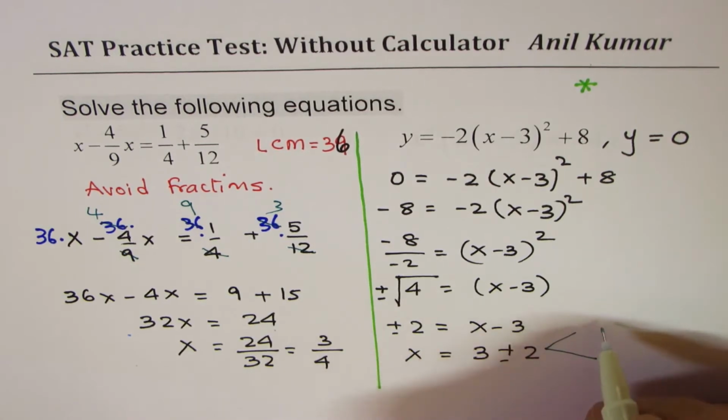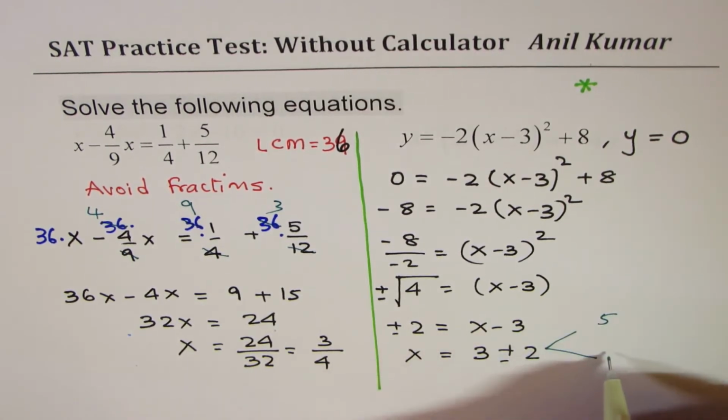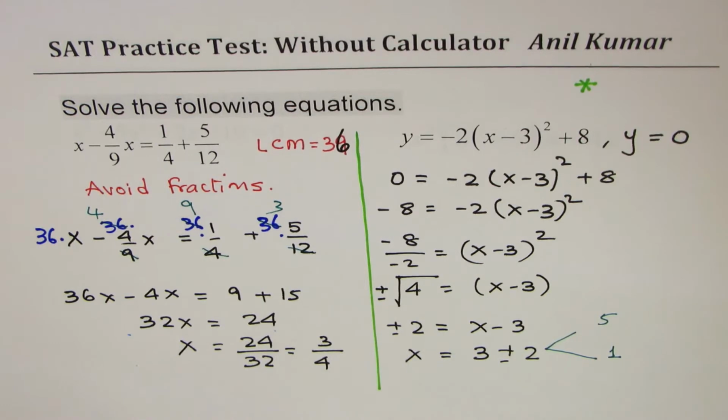x = 3 + 2 as 5 and 3 - 2 as 1. So we have two solutions for the given equation. You could always verify this, right?